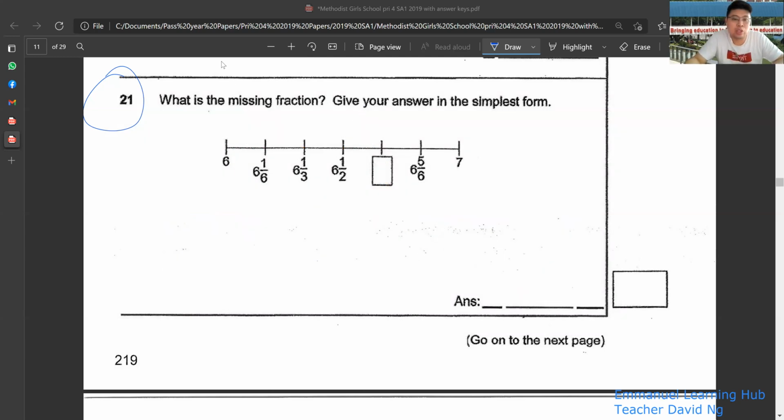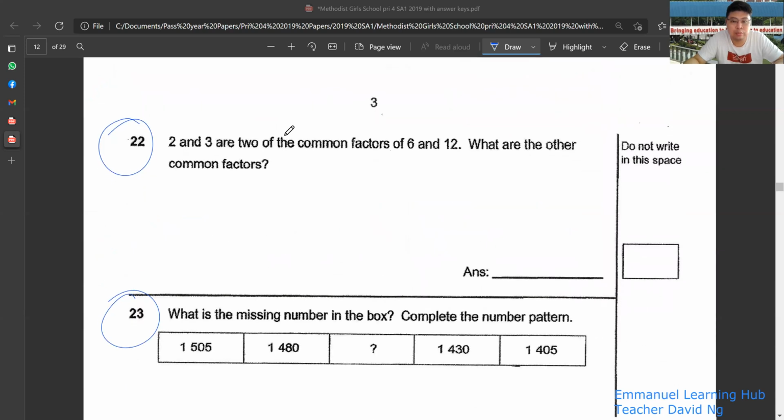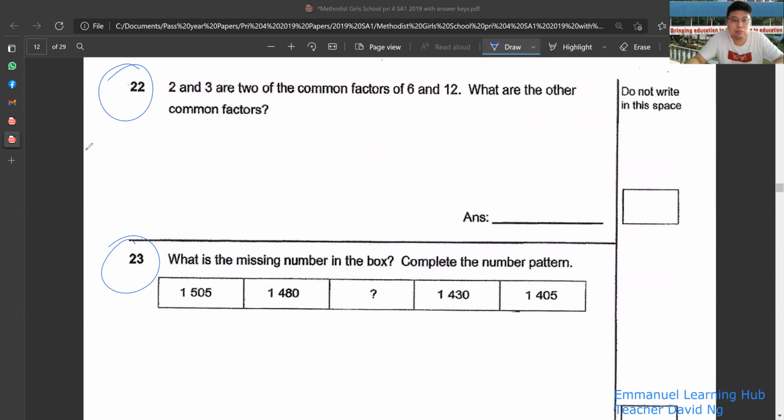Okay, let's move on to the next question, 22. 2 and 3 are 2 of the common factors of 6 and 12. What are the other common factors? So factors of 6. What are the factors of 6?